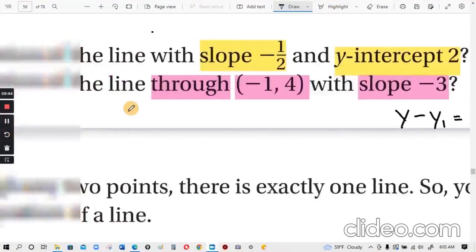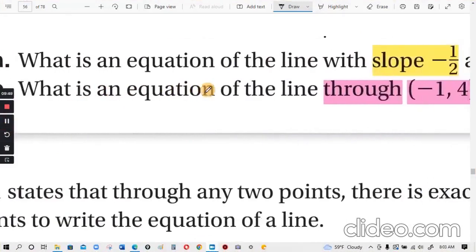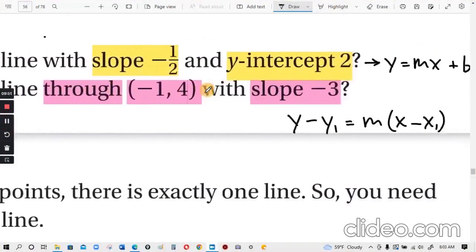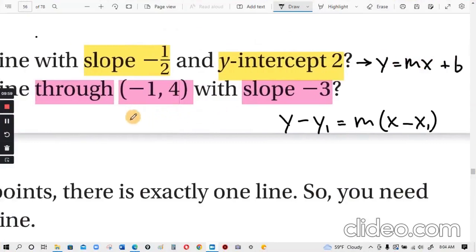Please try these two examples real quick. They want a line equation for each one. For the first one, the slope is -1/2 and the y-intercept is 2, so use this equation. The second line passes through -1, 4 with slope of -3, so use that equation. Try those two, please.